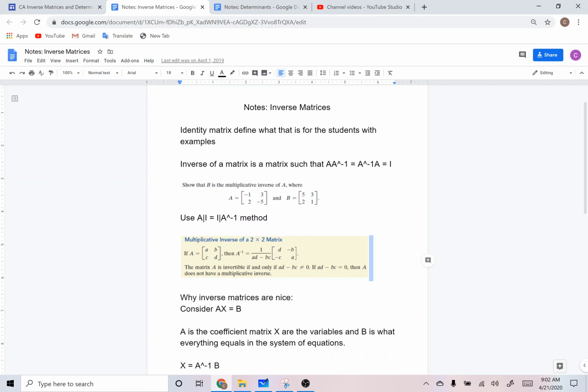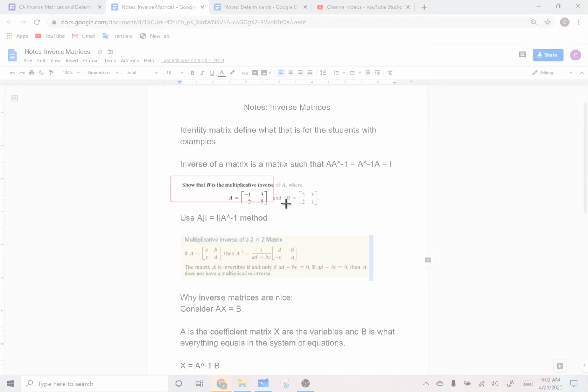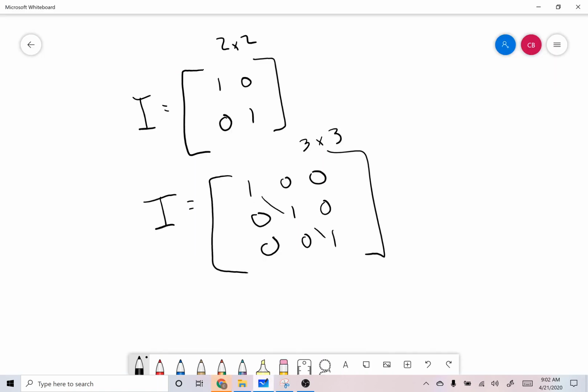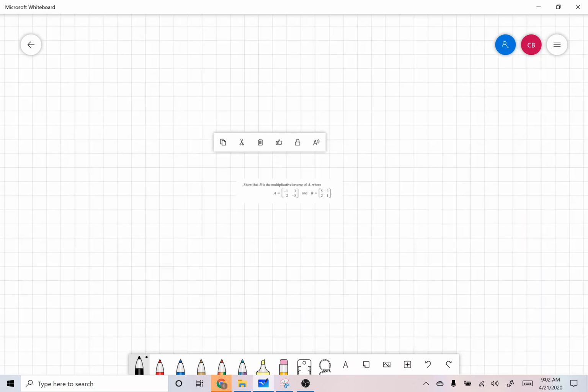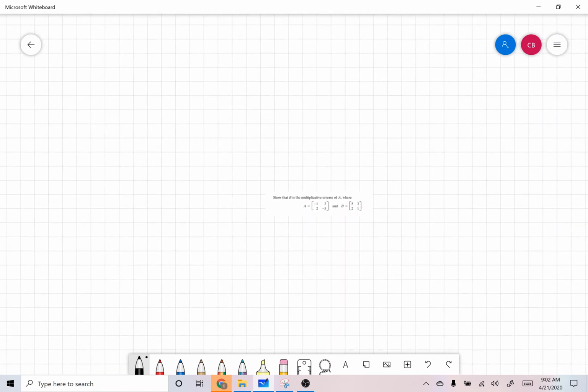So show that B is the multiplicative inverse. I'm looking at this, of course, and we want to show that these are multiplicative inverses of each other. Okay, so I'll copy that. To do this, we are simply going to multiply them together, and you're going to see that you get the inverse, or the identity matrix.